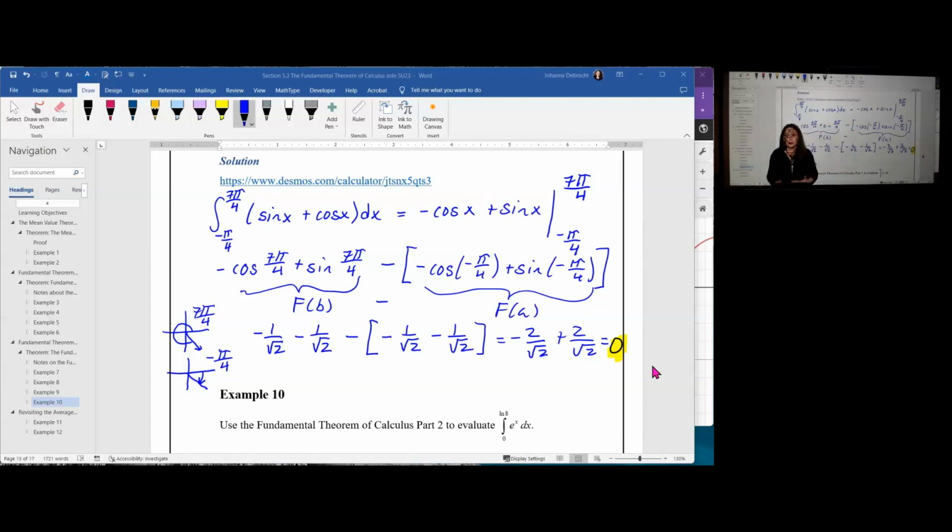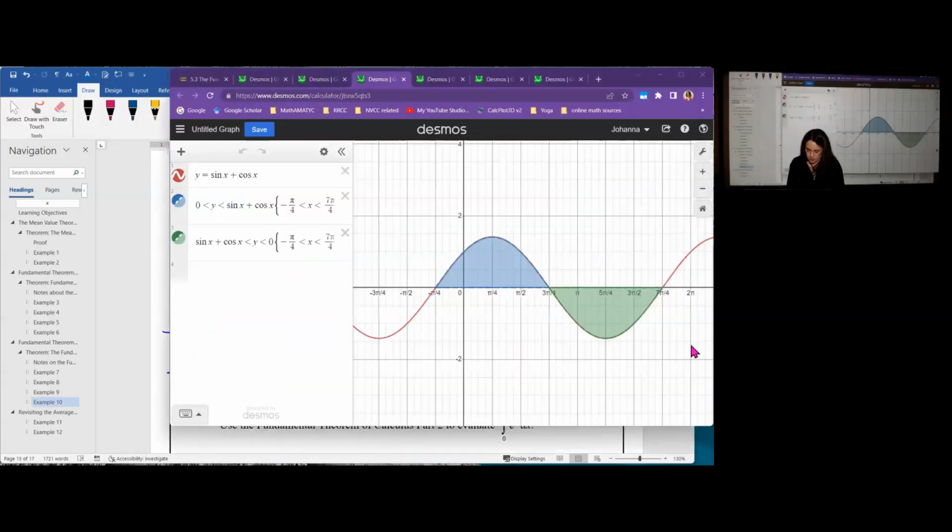What does that tell you about the function and the area between it and the x-axis? That's right, it's got to be the same amount of area above as there is below. And you can see in this graph here, graph between -π/4 and 7π/4, that the area above the axis is equivalent to the area below, which is why we got 0 area.